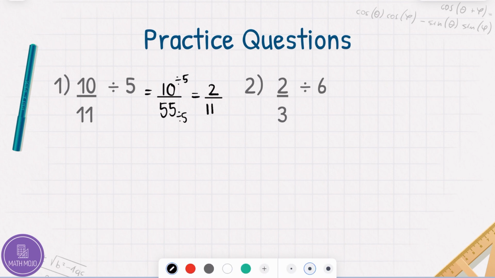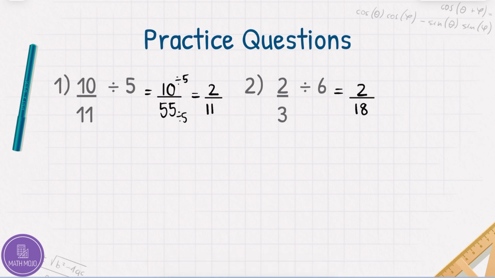Now moving on to question number 2, we have 2/3 divided by 6. So we keep our numerator the same, which is 2, and then we do 6 multiplied by 3, which is 18. Now we can also reduce this fraction by dividing by 2. So we can divide by 2 in the numerator and divide by 2 in the denominator, and that will give us 1/9. And that is our fraction in its simplest form.